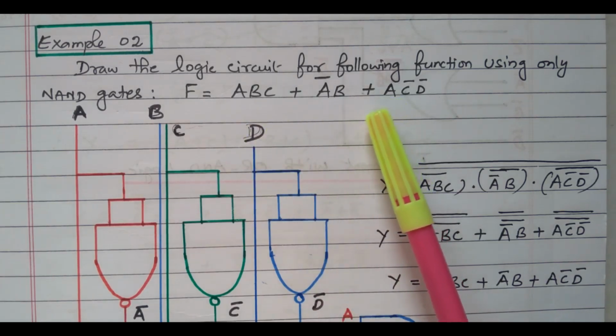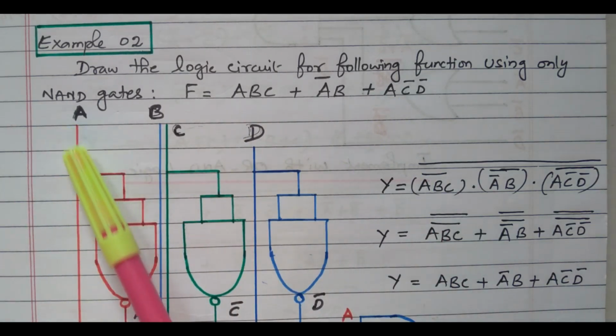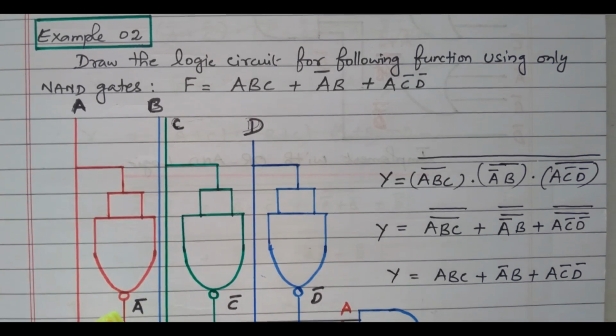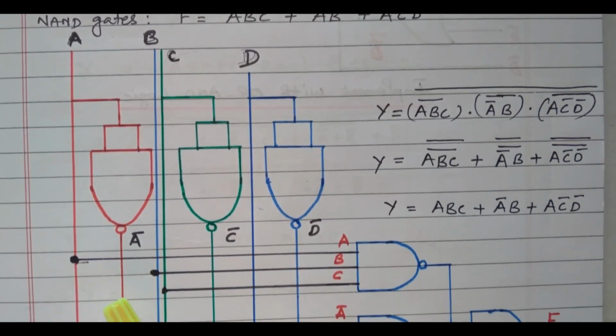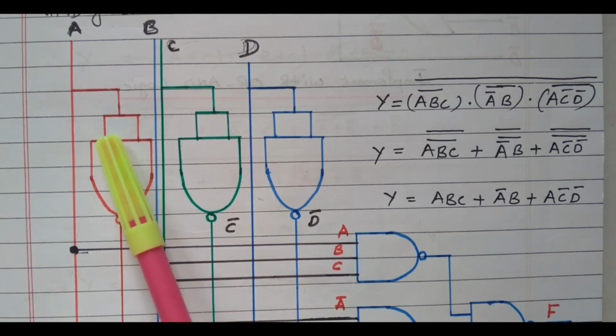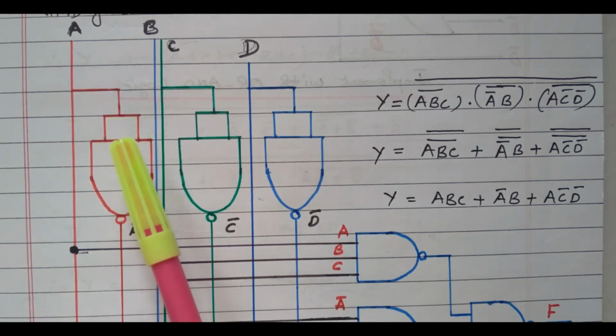First we'll see the input line. So this is the input line A. This line will give the input of A. In order to get the A bar, here one NAND gate is implemented. Tapping is taken and one NAND gate is connected. The two inputs of the NAND gate are short circuited and a common input is given. A NAND gate with common input will act as a NOT gate. So here we will get the A bar.